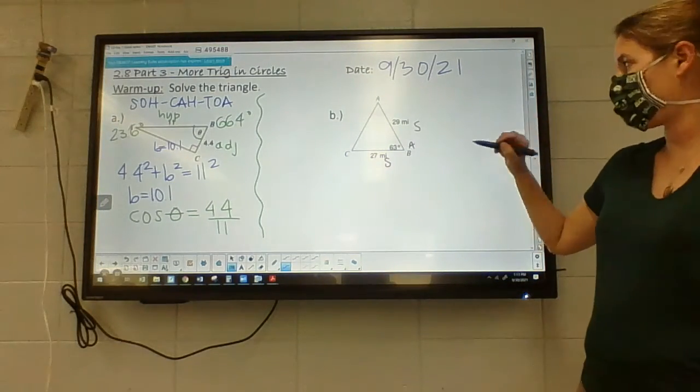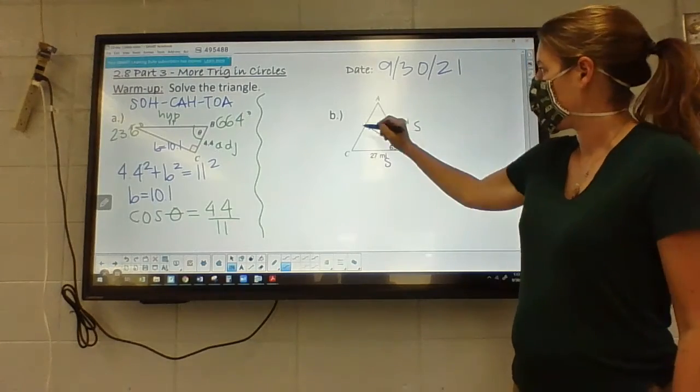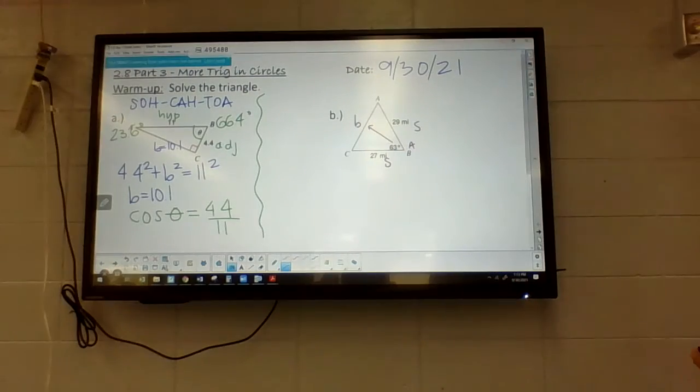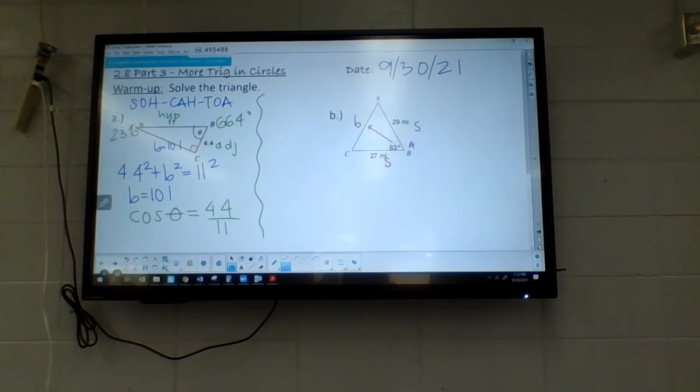But this next one is side angle side. So that tells me I'm going to use law of cosines. I'm going to find little b first again here, because of the fact that I have those two sides around that angle.